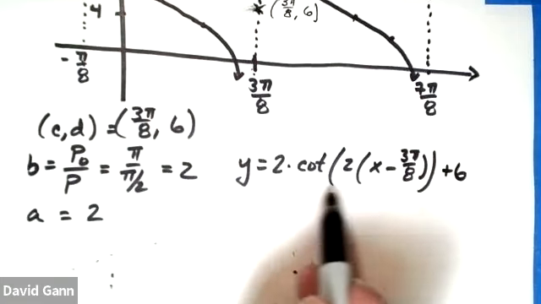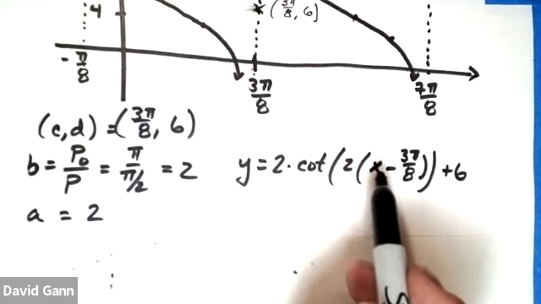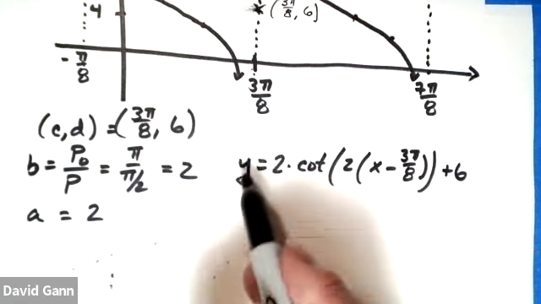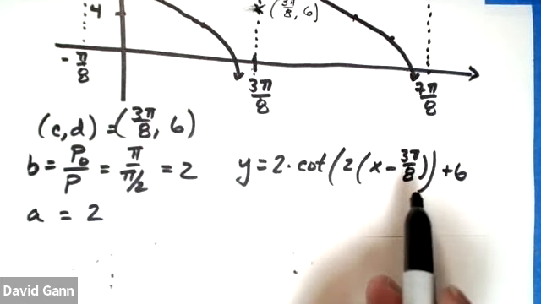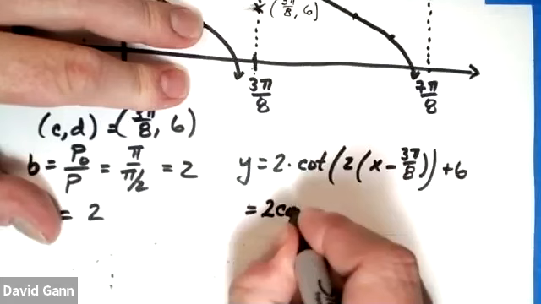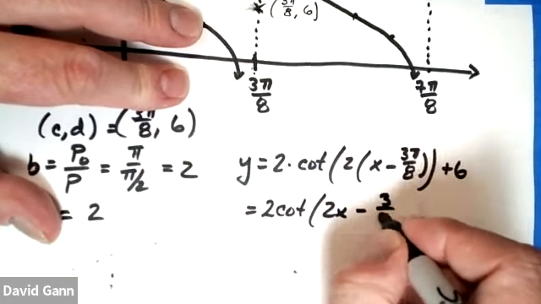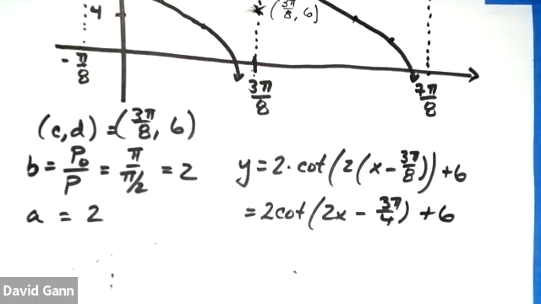Notice this is the fully factored form, but you might want to do something with that. There are alternatives. This is usually the easiest way to do it because all of the graphical features can be extracted pretty easily. But this happens to be exactly equivalent to 2 cotangent of 2x minus 3 pi over 4 plus 6. They're the same thing.